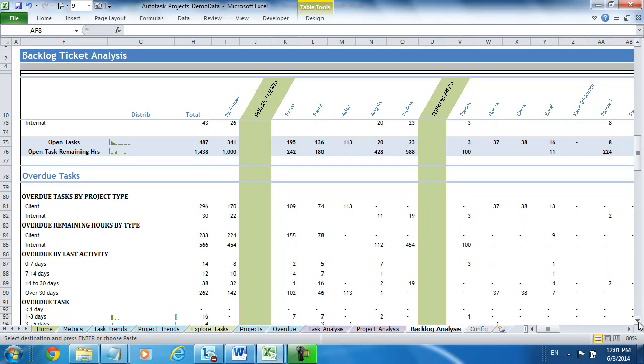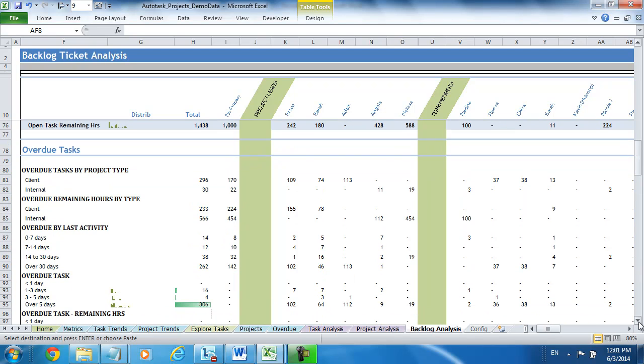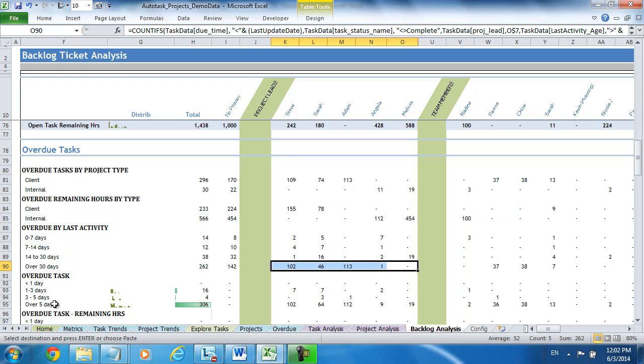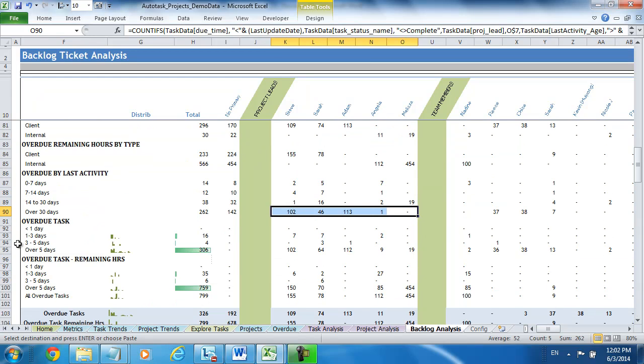You may want to drill into overdue tasks rather than that. So this is showing you overdue tasks by project type, by remaining hours, last activity. If something is overdue and I've worked on it in the last week, the last 2 weeks, but I haven't worked on it in 30 days, but it's overdue, that's what I want to be focusing in on. If I have an overdue task, how long has it been overdue? Has it been over 5 days overdue? Over 30 days overdue? And you can change the criteria and set up these criteria for whatever you want for your organization.